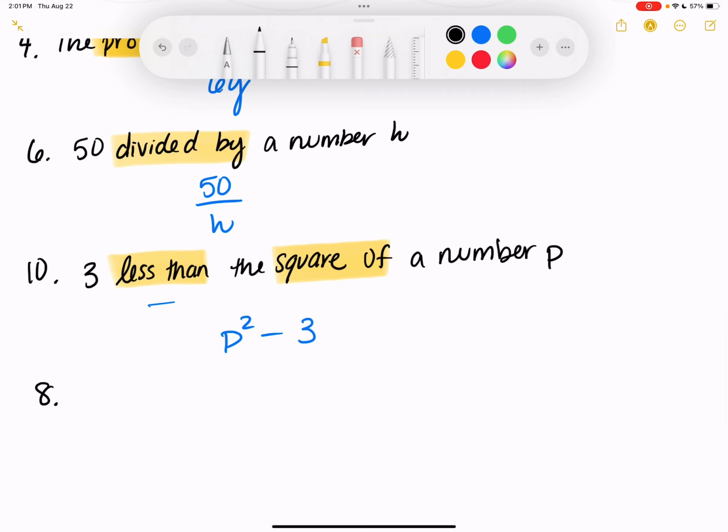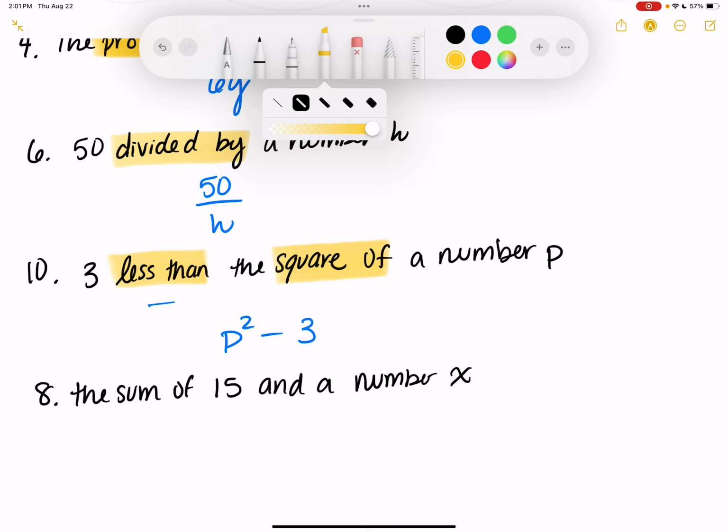The sum of 15 and a number x. So what am I doing with this one and why? Adding. Why? So it's the sum. Yep, so it's a sum of, so I am adding, so this is going to be 15 plus x.